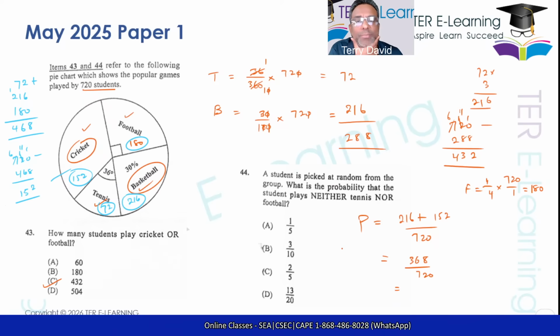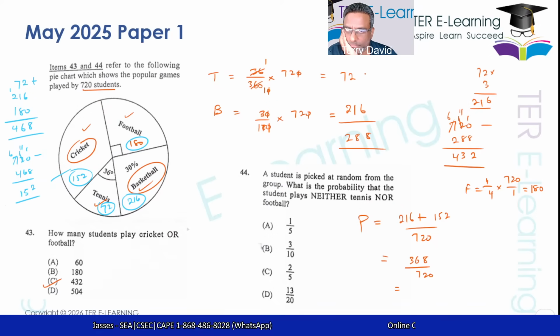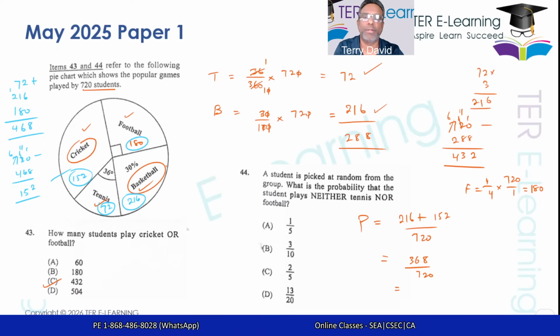All right, let me double check that. Something looking wrong here, right? Looking pretty wrong. Okay, so this is correct. Basketball is 50%, so this is correct here. That's 216. Right. Football would have been a quarter, so that's 180. Right. So this is 720.